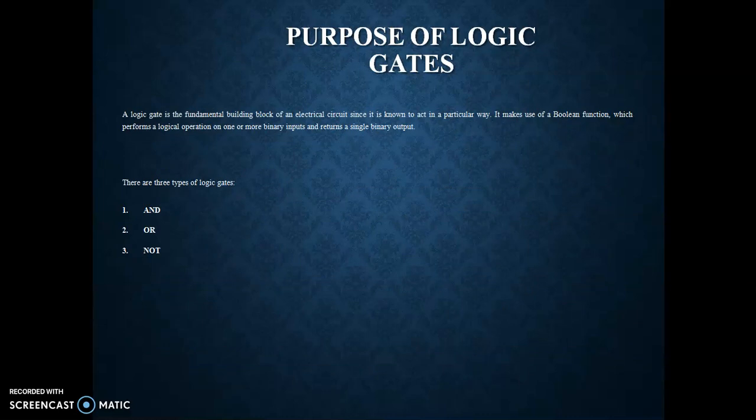Purpose of a logic gate. A logic gate is the fundamental building block of an electrical circuit since it is known to act in a particular way. It makes use of a Boolean function which performs a logical operation on one or more binary inputs and returns a single binary output. There are three types of logic gates: AND, OR, NOT.